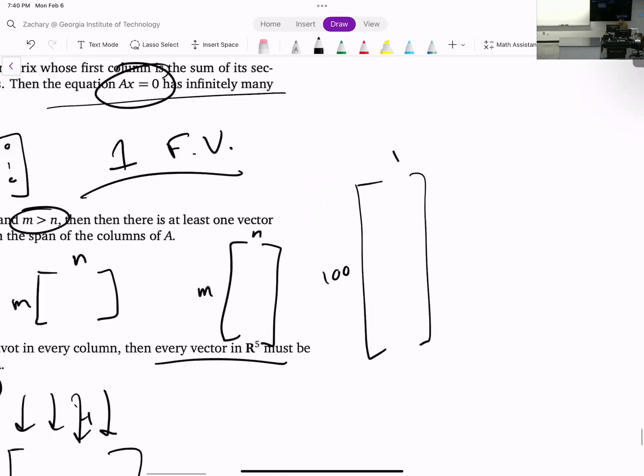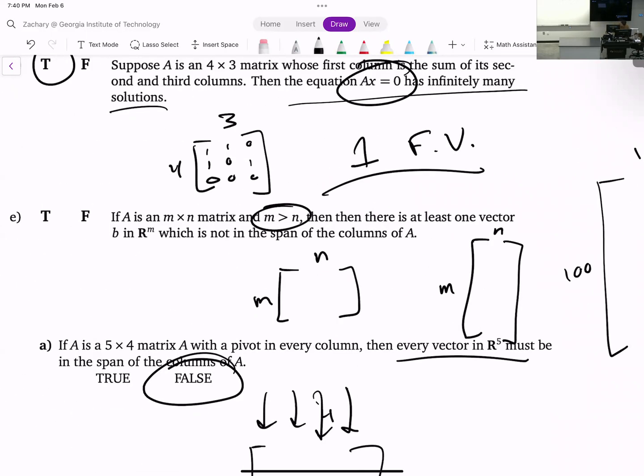So since we have a lot of places we can't go, there is at least one b which is not in the span, is true, okay? Since a tall matrix can never span the whole space, it can't be consistent for all b, or there is some b which we can't reach. There is some b which this is inconsistent for. There is some b which doesn't have a solution. All of these things are the exact same statement. Okay, other questions? Yeah.